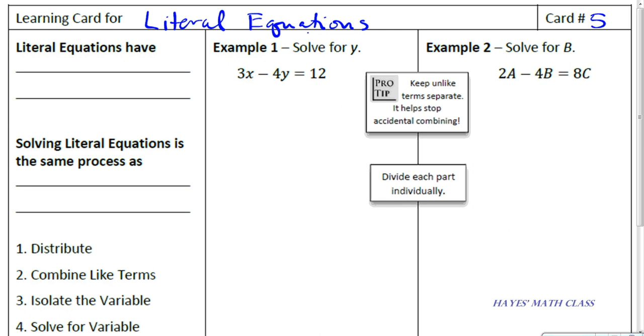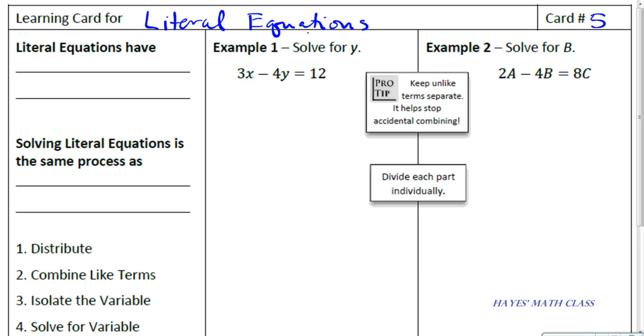Hey there, everybody. We're on learning card number 5, literal equations. And so I want to walk you through this. This is the last part of Unit 1, at least for our curriculum. If you're following along at home, this may be somewhere else, but hopefully you're finding it useful.